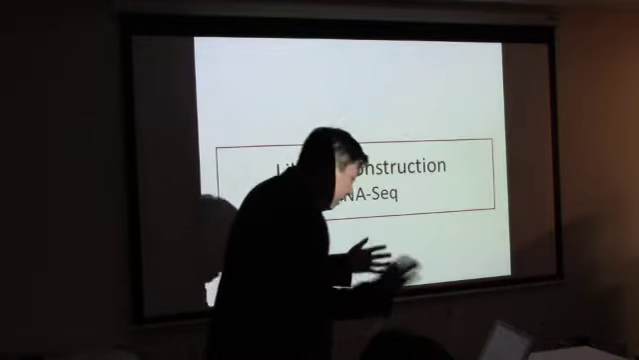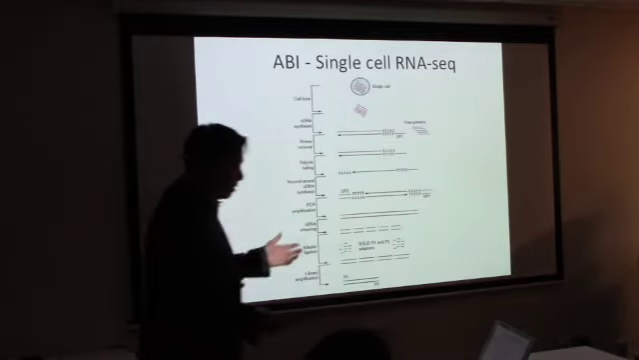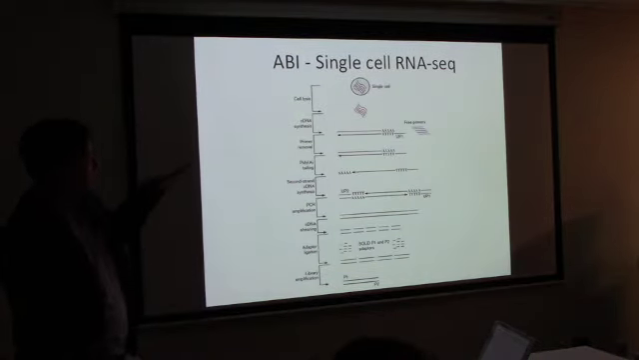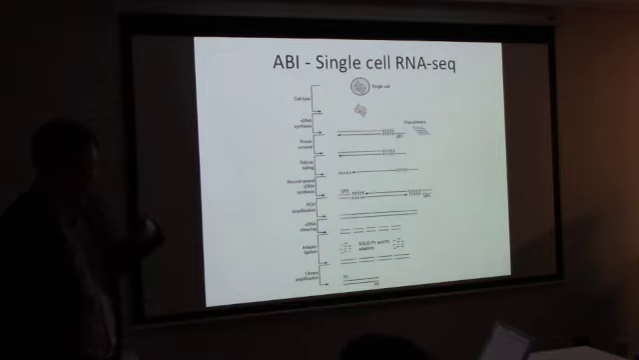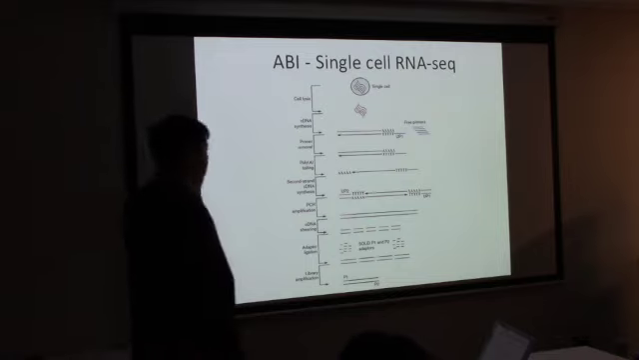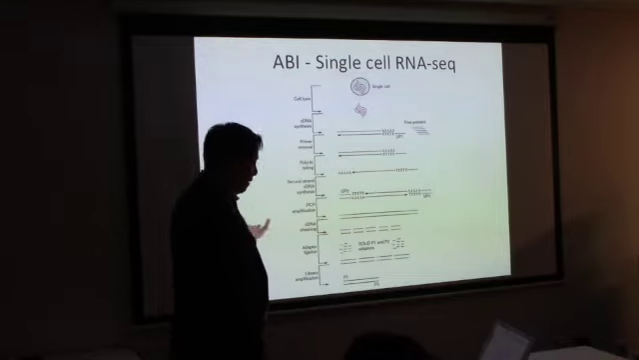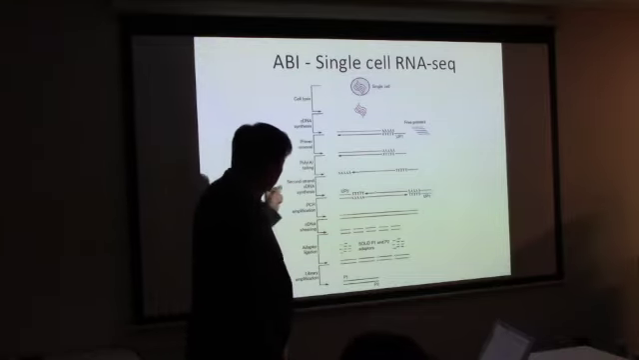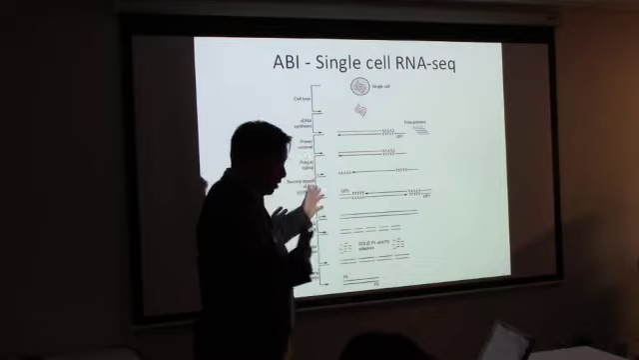Not all the sequencers are the same, so guess what, library structure is not the same. I'm just using this as an example of how we do single cell RNA-seq. This is the original one that I had adapted and used in circulating tumor cells, but basically it's a fairly straightforward concept.